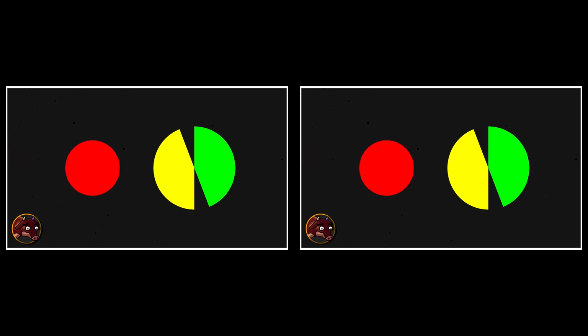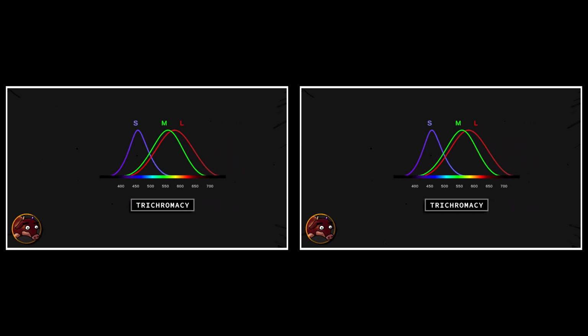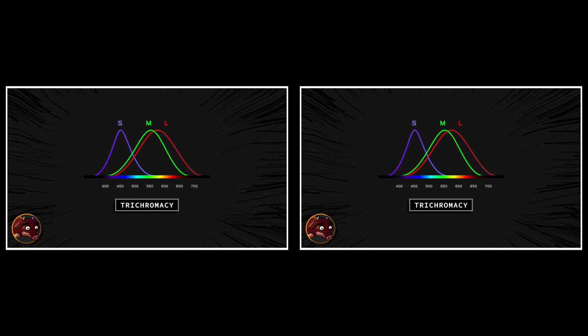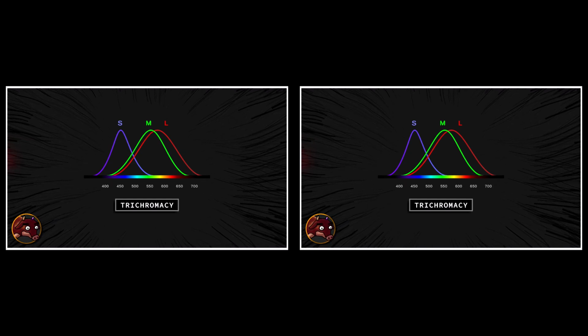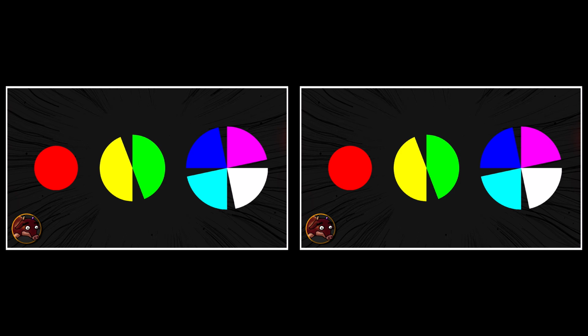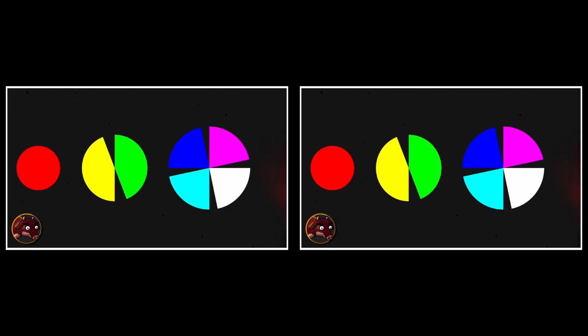Adding a third cone type, one that captures bluish light, unlocks trichromacy, the color vision system most humans possess. This is where we encounter the standard seven main hues: red, yellow, green, cyan, blue, magenta, and white. These hues form the basis of our everyday color experience and most modern color technology.